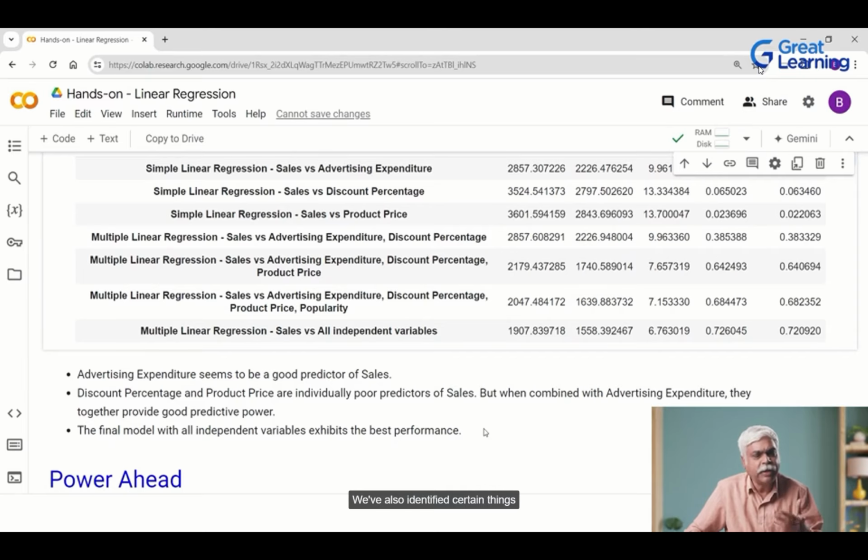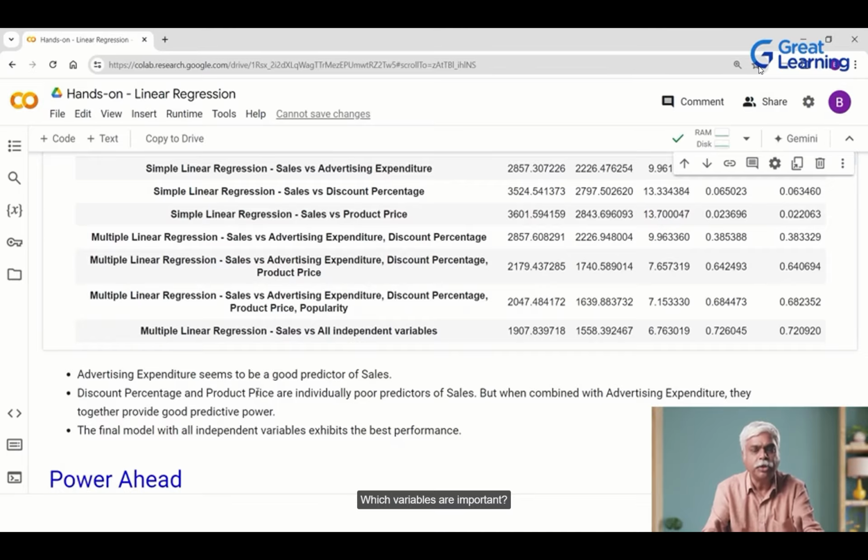We've also identified certain things that are driving my output. I know that advertising is a good predictor of sales. I know that when combined with advertising, other variables are perhaps not that good. It seems to carry most of the information. I know that my categorical variables, particularly my popularity measure, are giving me certain lifts. So all these findings on key drivers are also there.